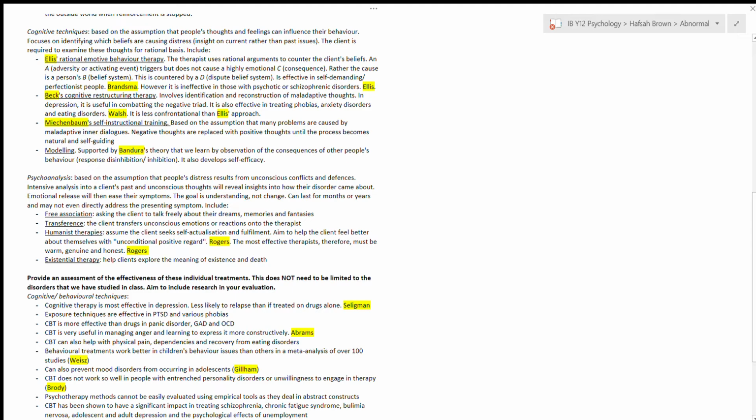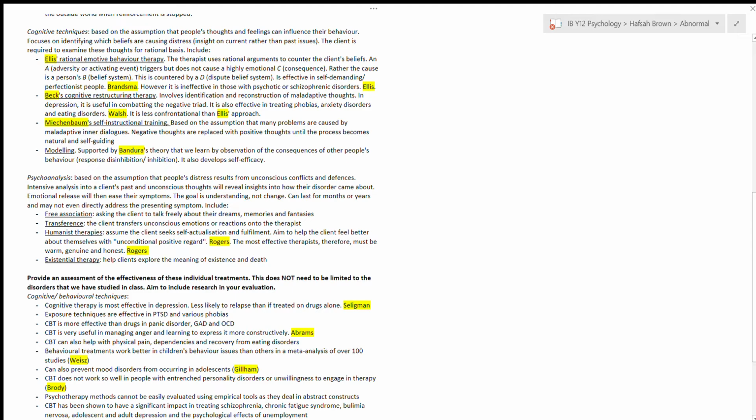And basically it is an A, B, C, D thing. So that should be quite easy to remember. What happens is an A, or an adversity or activating event, triggers but does not cause a highly emotional C, which is a consequence. Rather, the cause of the emotional consequence is the person's B, or belief systems. That goes back to the assumption that their thoughts are the ones that are influencing their behavior rather than the events that happened. And this is countered by a D, a dispute belief system.